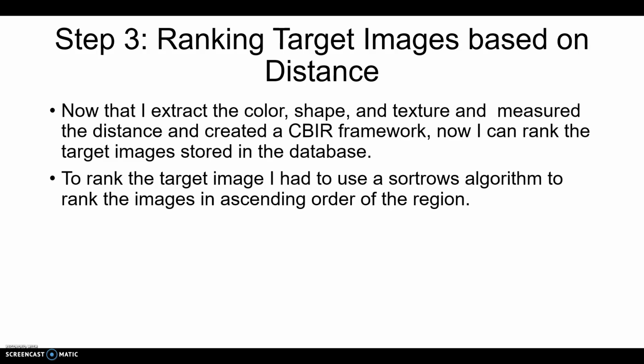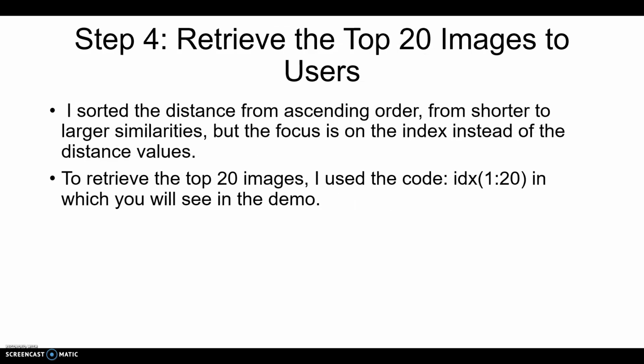Step 3, now it's time to rank the target images based on distance. So now that I have extracted the color, shape, and texture, measured the distance, and created a CBIR framework, I can rank the target images stored in the database. To rank the target images, I had to use a sort rows algorithm to rank the images in ascending order of the distance. I sorted the distance in ascending order, from shorter to larger, but the focus is on the index instead of the distance values.